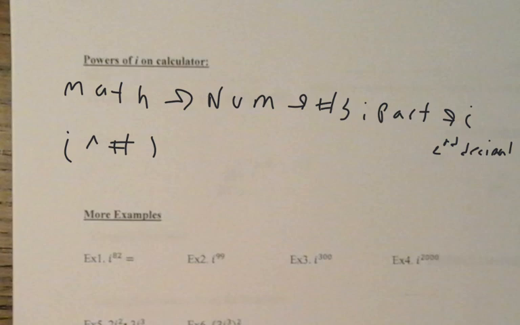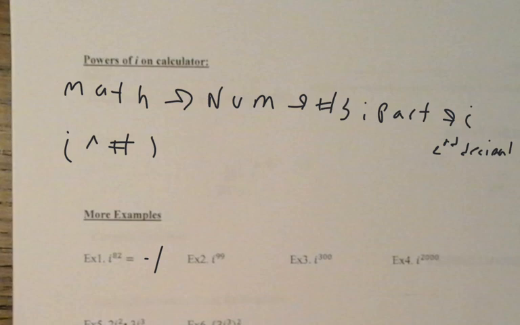So let's all do that now. Go to I to the 82nd, click math, num, scroll to number 3, which is I part, hit second, the decimal button, and I will pop up, and then do your caret to the 82nd power, and we get I to the 82nd is -1.